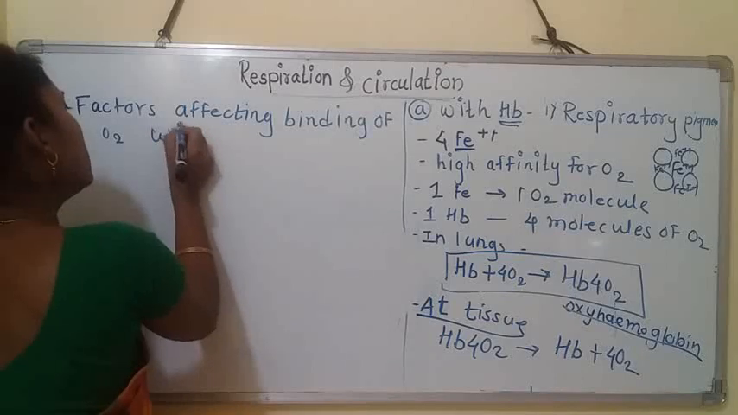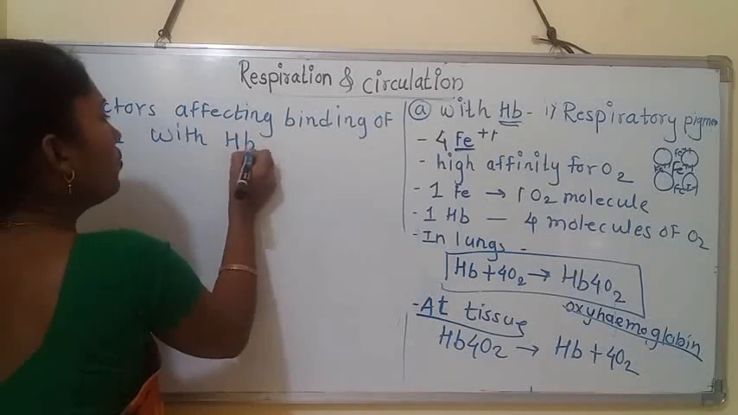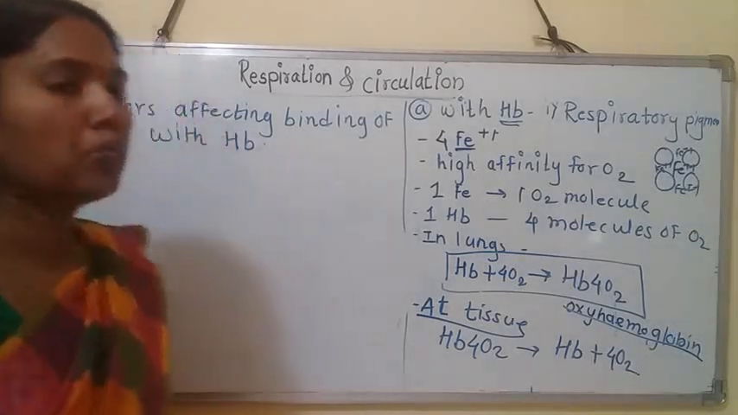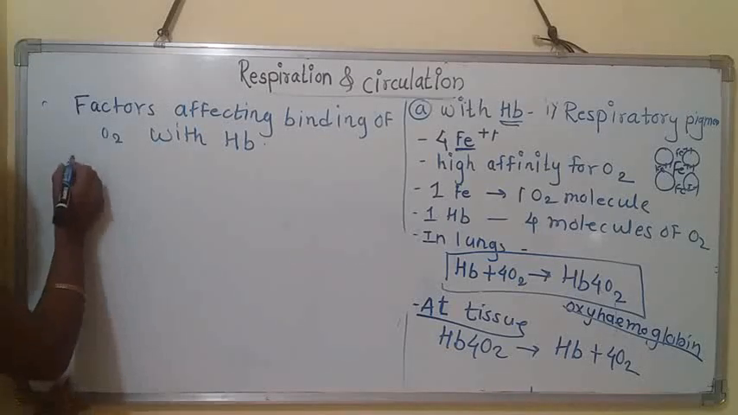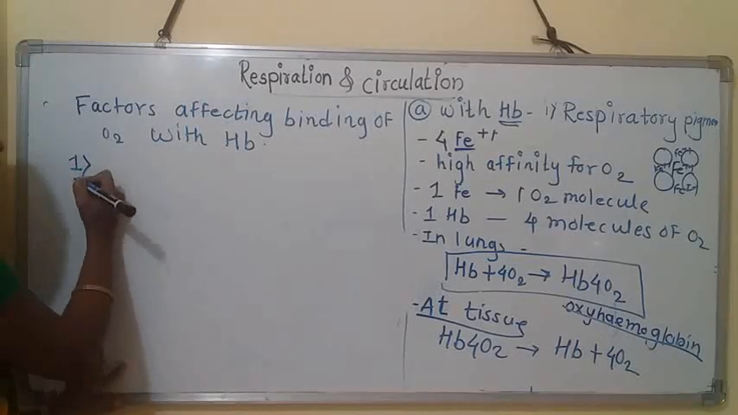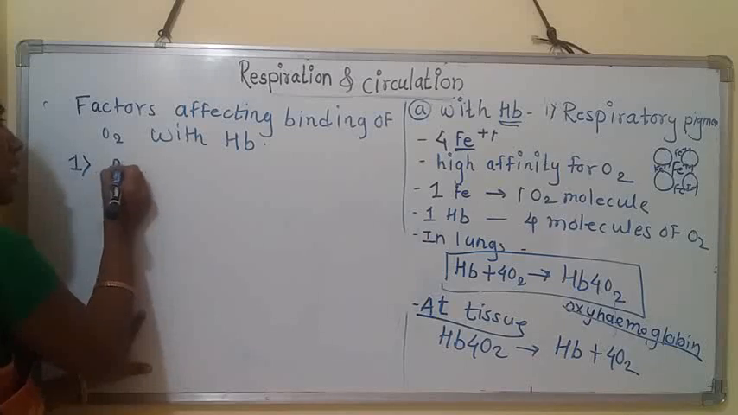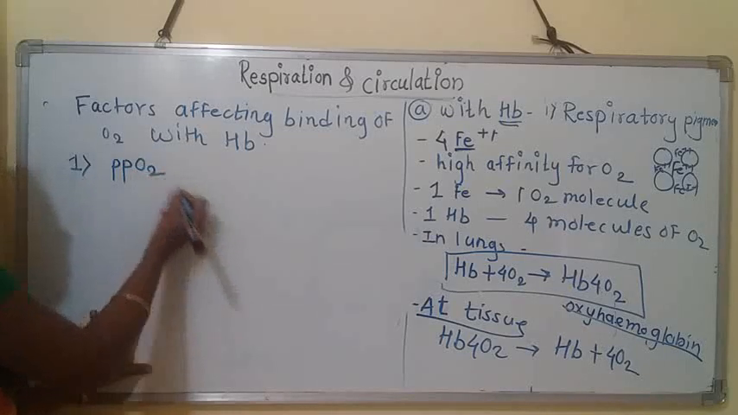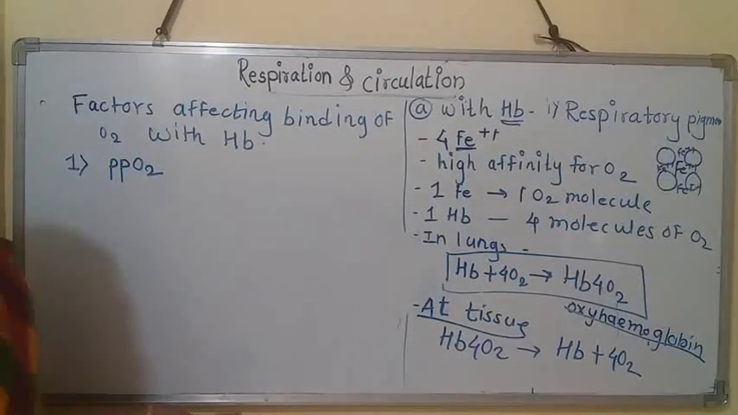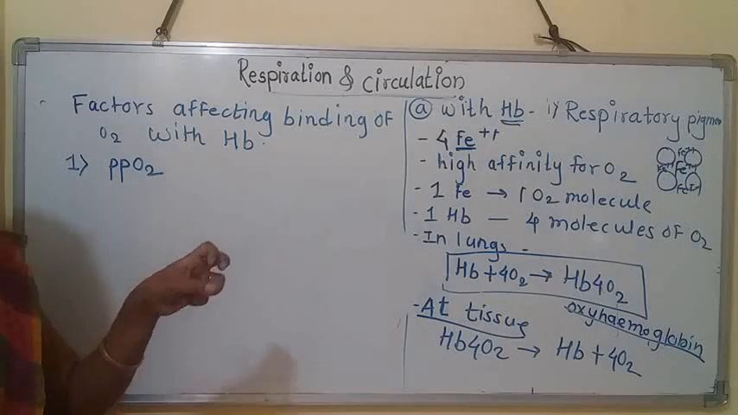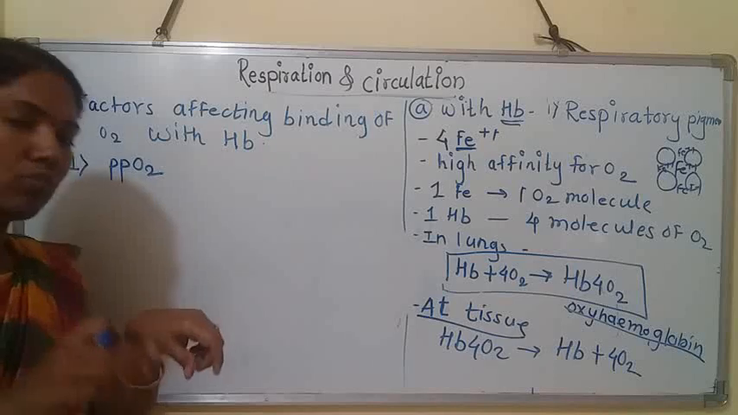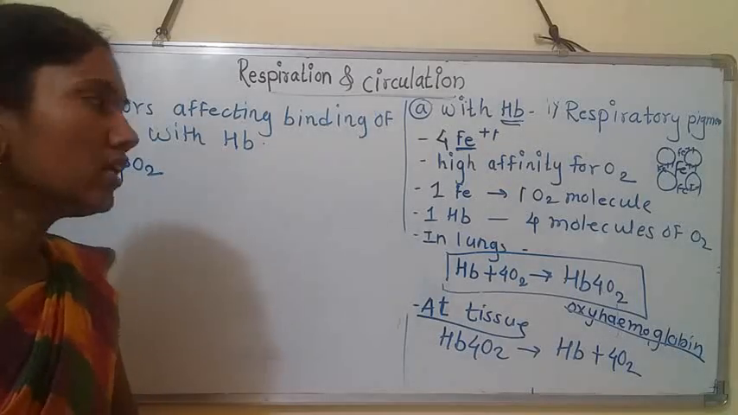Factors affecting binding of O2 with hemoglobin. Now, various factors are affecting the binding of O2 and hemoglobin. In that, the first and most important factor is partial pressure of oxygen. If there is high partial pressure of oxygen, obviously there will be high affinity between hemoglobin and oxygen and their binding will take place.